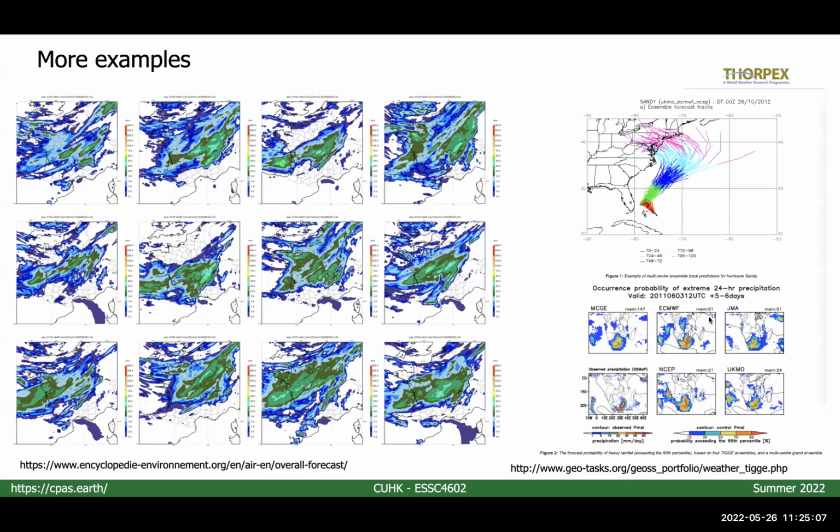And if you look into other examples, like this one, this is a multi-model ensemble. Some people will collect forecast results from ECMWF, from Japan's JMA, and from the US NCEP, and then put them together to provide more information when you need to do forecasting. So this is a multi-model ensemble.